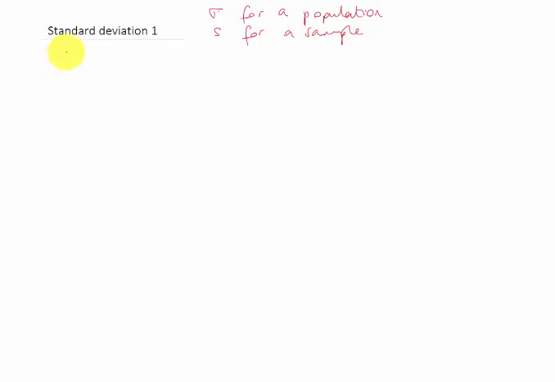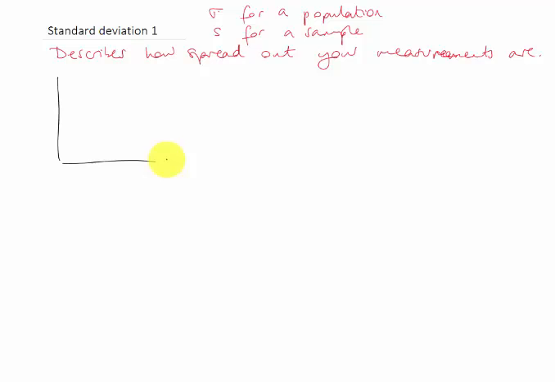The point of the standard deviation is to describe how spread out your measurements are. So I'm just going to show you a graph to demonstrate what I mean. Here we've got the frequency of the measurement, and here we've got the measurement itself. So this could be hand sizes, and this could be the number of people with hands that size.